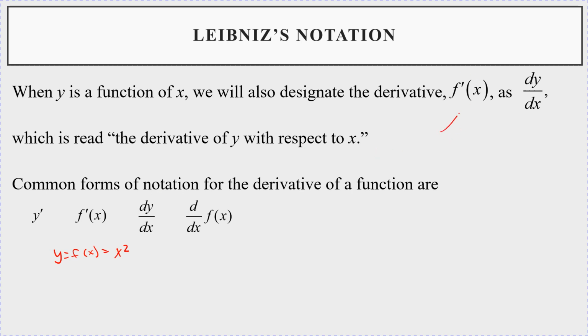And so remember what the derivative is. The derivative is a function that gives the slope of the tangent line to f of x, to the original function, at some x. So you plug in some x to this.